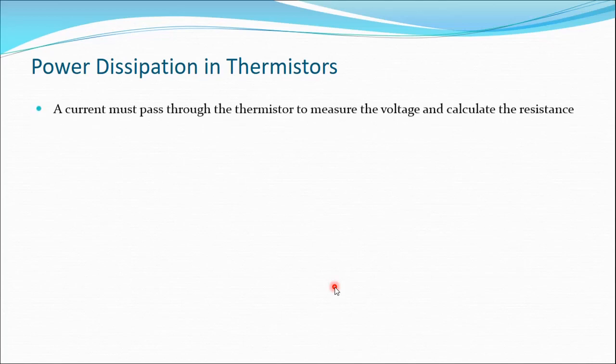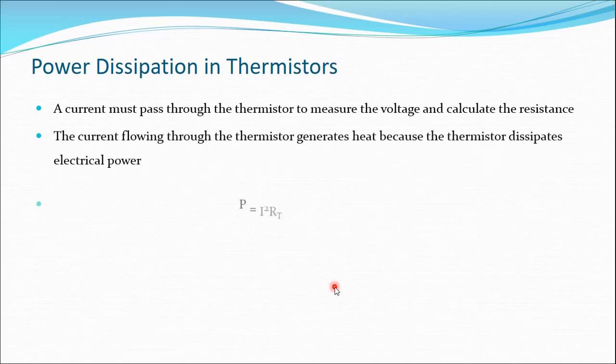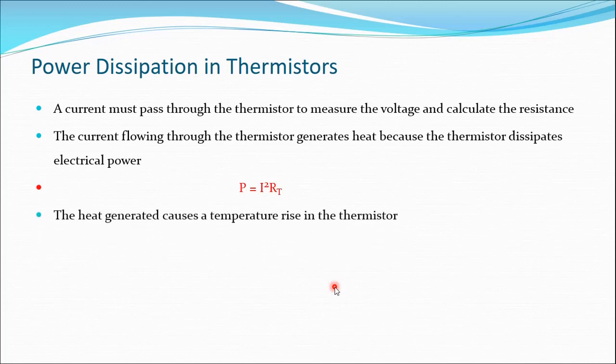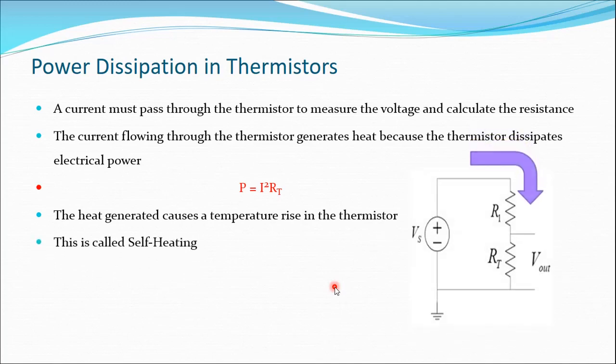So power distribution in the thermistor is also one of the important points that care must be taken while designing the circuitries. So current must pass through the thermistor to measure the voltage and calculate the resistance. So current flowing through the thermistor generates heat because the thermistor dissipates electric power, that is P is equal to I square of RT, and the heat generated causes a temperature rise in the thermistor. So this is called self-heating.